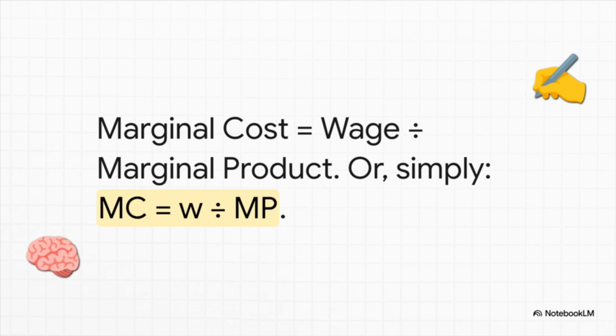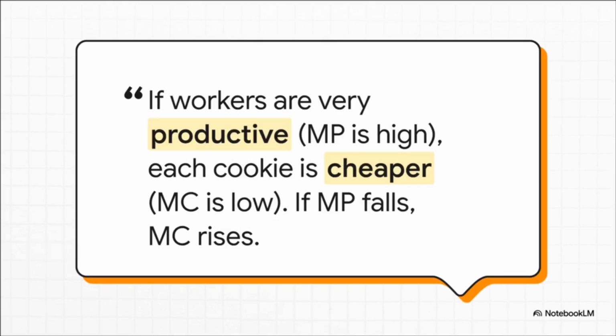You need to write this down. I mean it. This is so important. MC equals wage divided by MP. And it just makes sense, right?